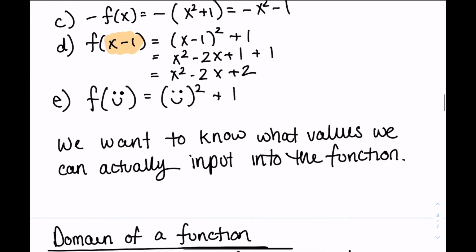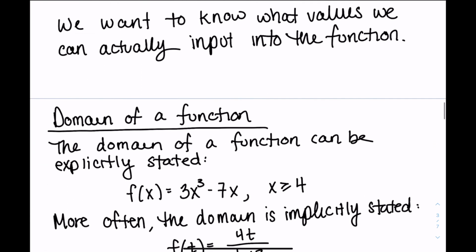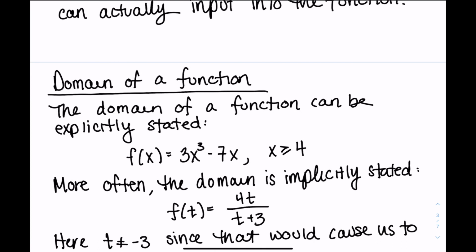So now we want to figure out, if I give you a function, what x values are going to work for it. What can I plug in? Is it known? Is it unknown? So that's going to be what is our domain of a function. So there's 2 ways it could be stated. It can be explicitly stated. So if I give you the function f of x equals 3x cubed minus 7x, and I tell you that x has to be greater than 4, I'm giving you those input values.